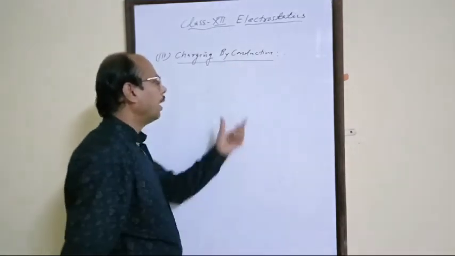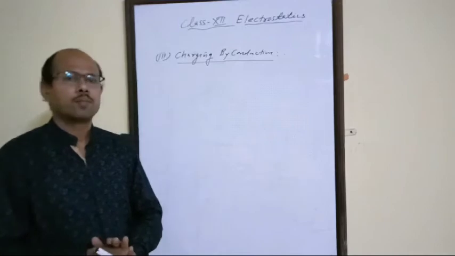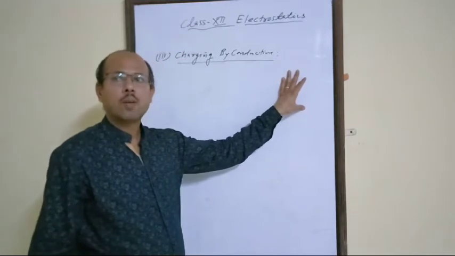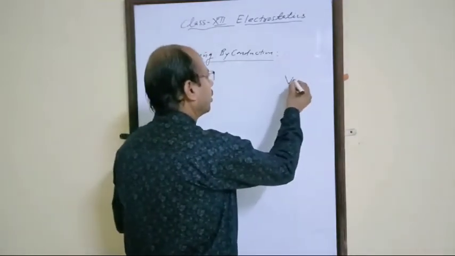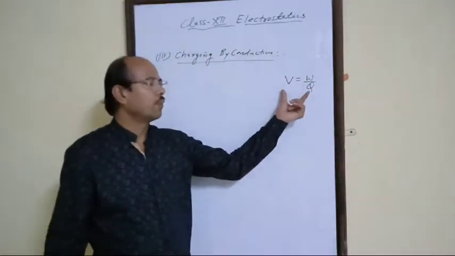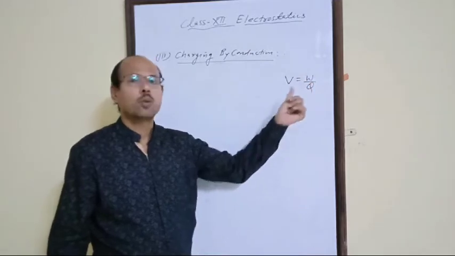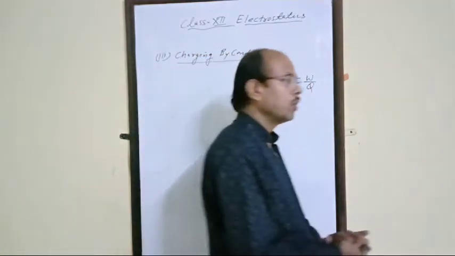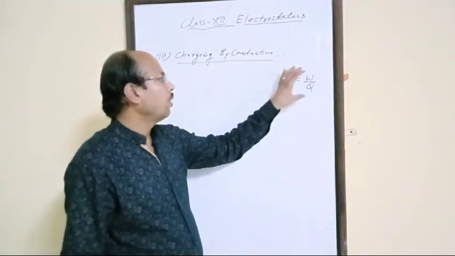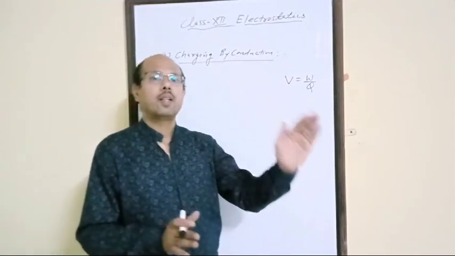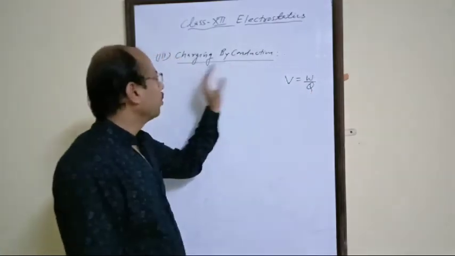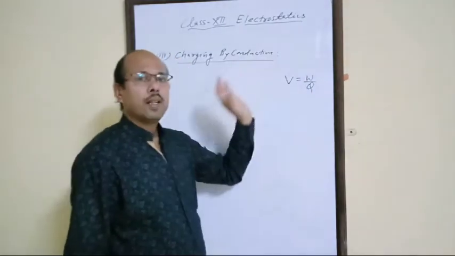And for that we have to use the concept of potential, that I am going to discuss in brief. In class 10th we have discussed that electric potential V equals W by Q. From class 10th we can recall this. Electric potential means the amount of work in bringing a unit positive charge from infinity to a particular point. Here we will use the concept of electric potential in charging by conduction.